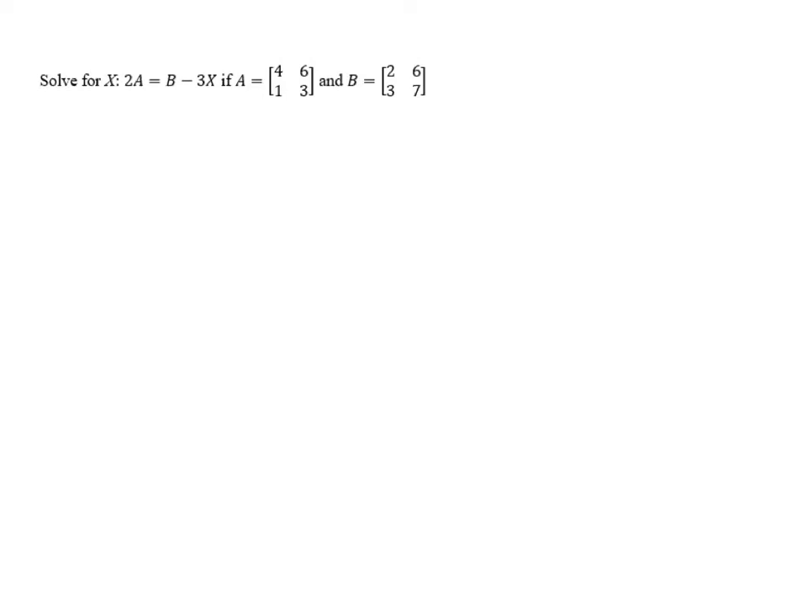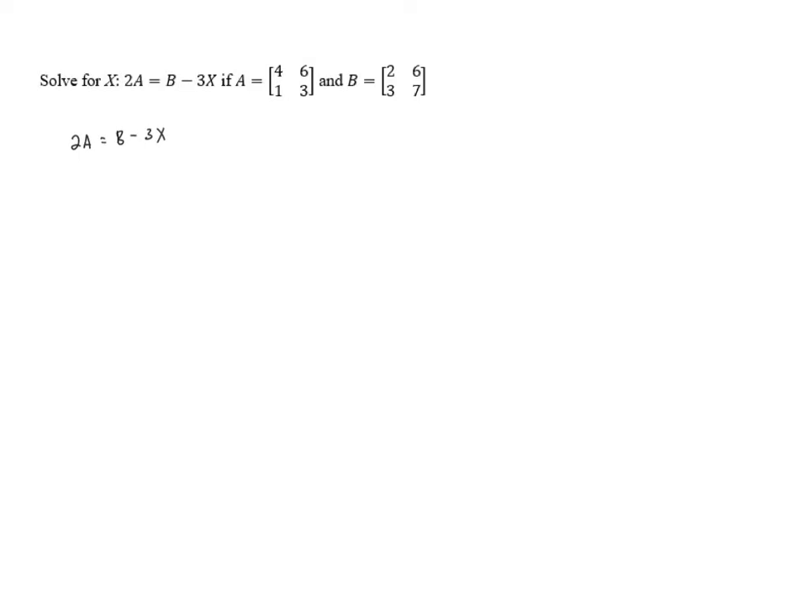Solve for x. 2A equals B minus 3x, if A is the 2 by 2 matrix with entries 4, 6, 1, and 3, and B is the 2 by 2 matrix with entries 2, 6, 3, and 7. First, we need to solve the equation for x. 2A equals B minus 3x, solving for x in terms of A and B.